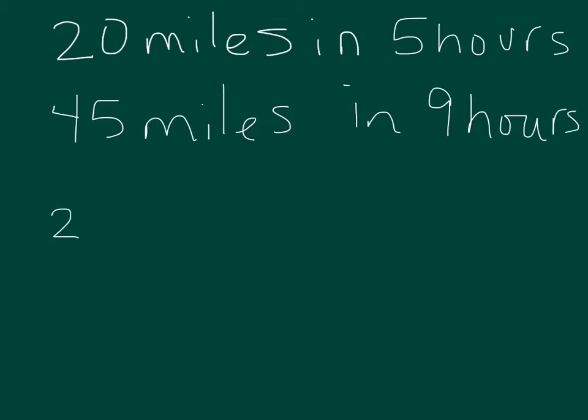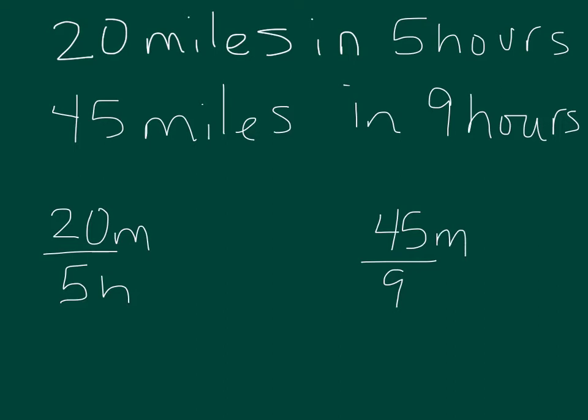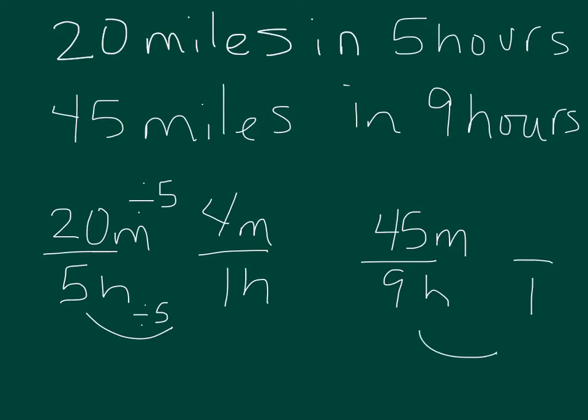So we can start out with 20 over 5, 20 miles over 5 hours, and then 45 over 9, 45 miles over 9 hours. Now remember, a unit rate has to have a denominator of 1, so we're going to have to divide by 5 here, divide by 5 here, which would mean that we have 4 miles for every 1 hour, and that has to do with the first rate. The second one, we're going to have to divide by 9 in order to get 1. So this is 5 miles for every 1 hour.